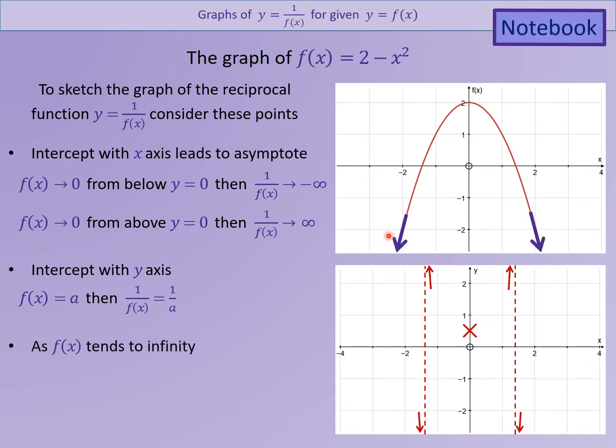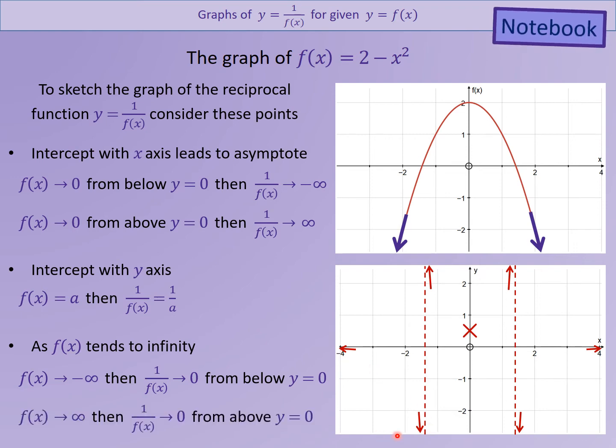As f of x tends to infinity, we need to look at both of these sides. I've noticed that this graph just here gets very big and it's negative, so it's going down towards negative infinity. 1 over negative infinity is going to approach 0 from the negative side. Same here: as x gets really big, f of x tends off to negative infinity. So 1 over negative infinity is going to get closer and closer to negative 0. Both of those are approaching the 0 line from below. And I think that's probably enough to give myself a sketch.